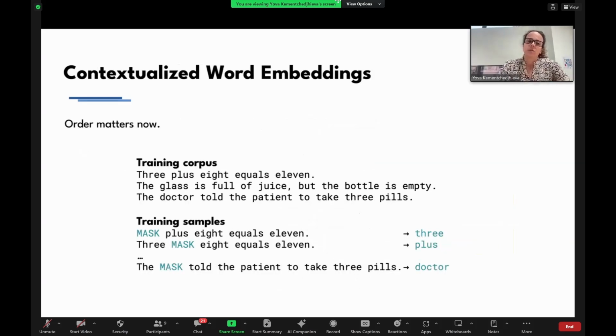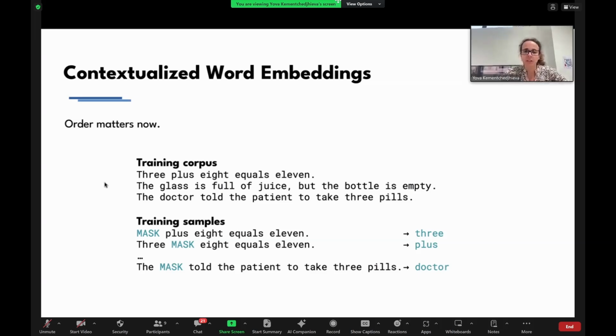So how do we go about solving this? Well, in come contextualized word embeddings. If you have heard about BERT or masked language modeling, this is what I'm talking about here. So these are word embeddings quite similar to what we were looking at before, but now order matters. Because of course in language order is very important and we lose a lot by disregarding it.